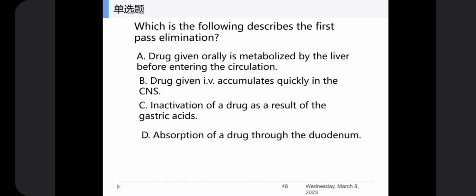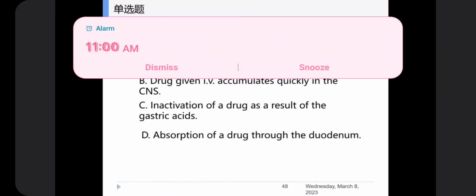Now let's see some exercises to understand absorption. Every student, you need to look at the questions. The first question: which of the following describes first pass elimination? The elimination means the metabolism. So you can understand the question: what's the best description of first pass metabolism? Which one?